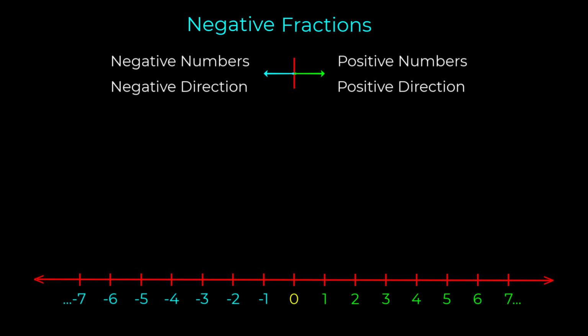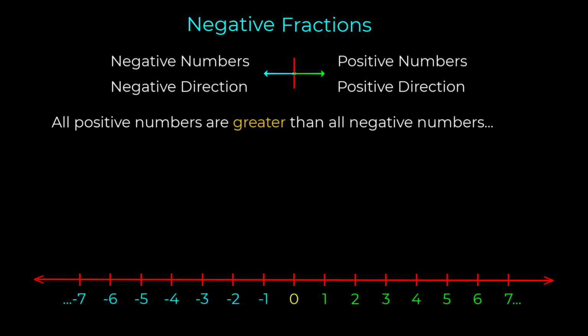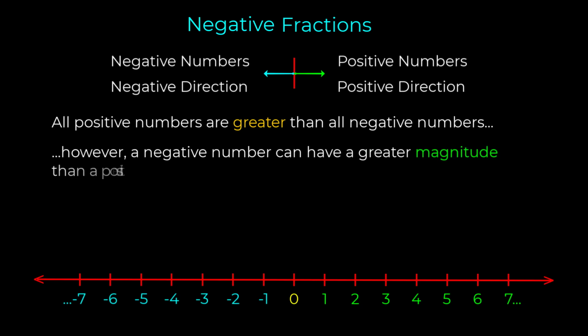Whether a number is greater than or less than another number is dependent on both the direction and magnitude of the number. All positive numbers are greater than all negative numbers because they all exist to the right of 0 on the number line. But as we saw when we compared negative 4 and 2, a negative number can have a greater magnitude than a positive number.